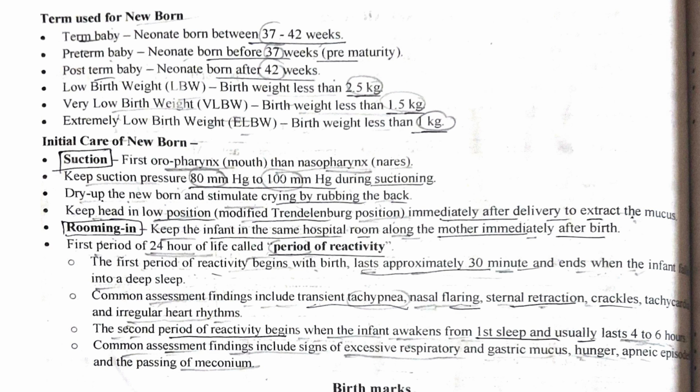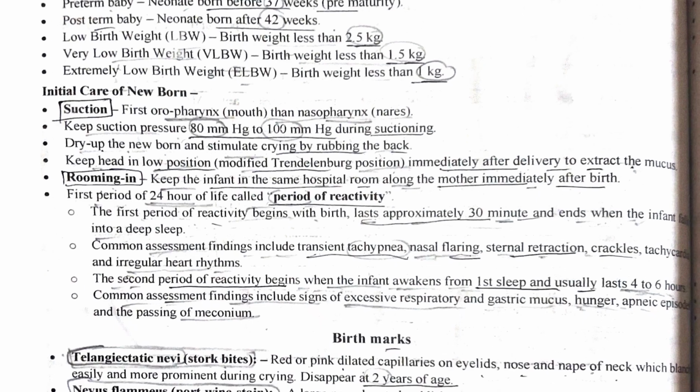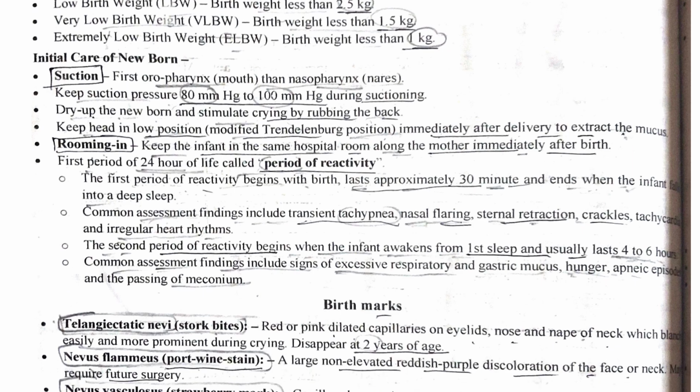Initial care of newborn. Suction: first the oropharynx, mouth, and then the nasopharynx, nares. Keep suction pressure at 80 mm of Hg to 100 mm of Hg during suctioning. Dry up the newborn and stimulate crying by rubbing the back. Keep the head in a low position, modified Trendelenburg position, immediately after delivery to extract the mucus.